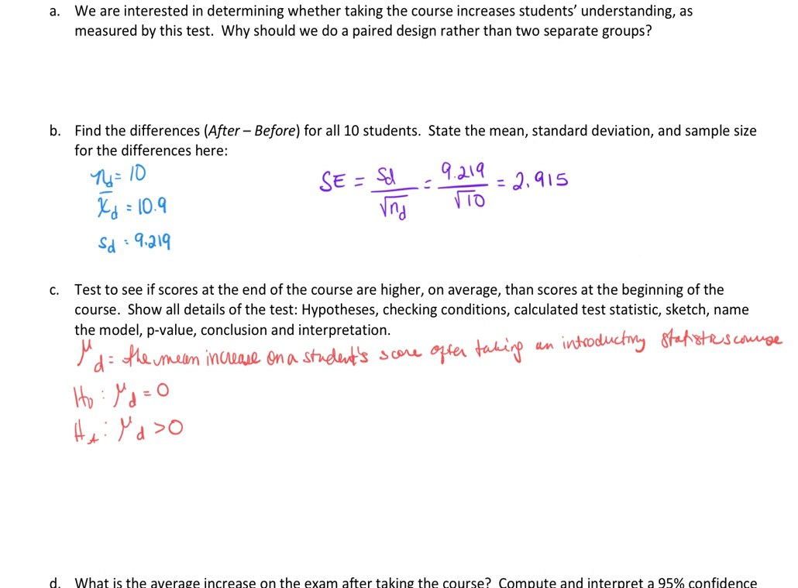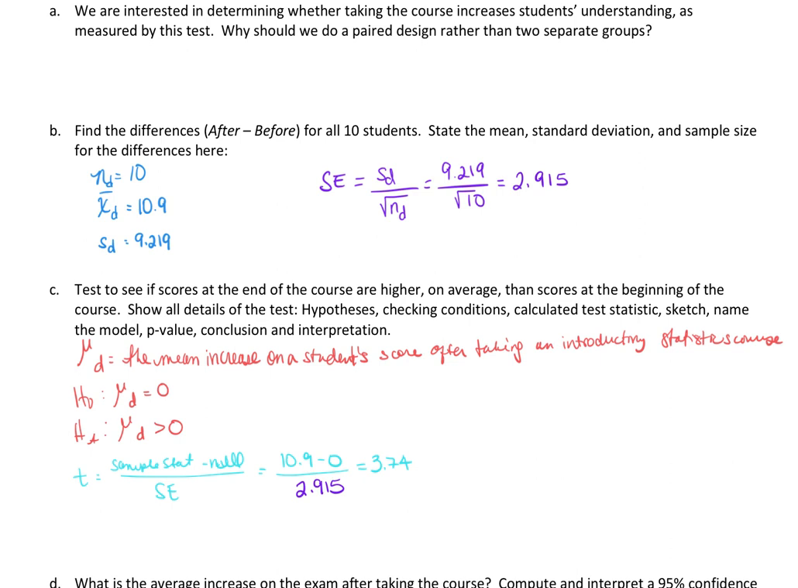So let's find our test statistic t. So t, remember, is our sample stat minus the null over the standard error. So here we would end up with our 10.9 minus our null is 0 over our standard error, which we got was 2.915. If we do this, we find out that our t-value is 3.74.